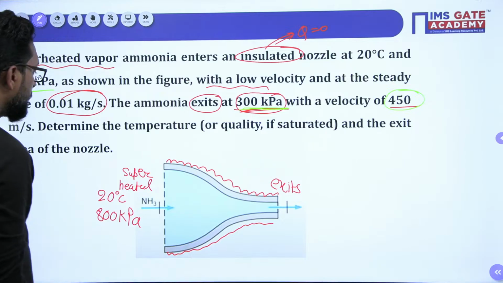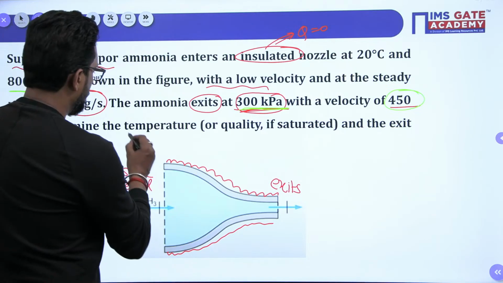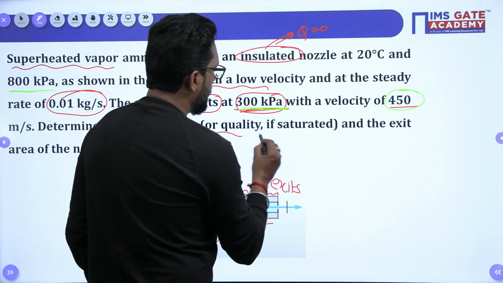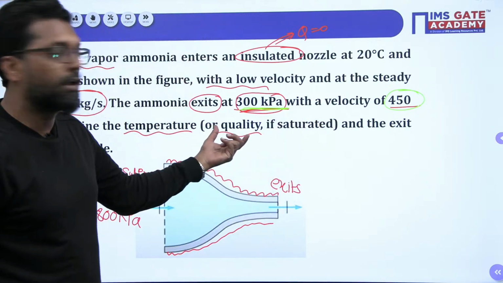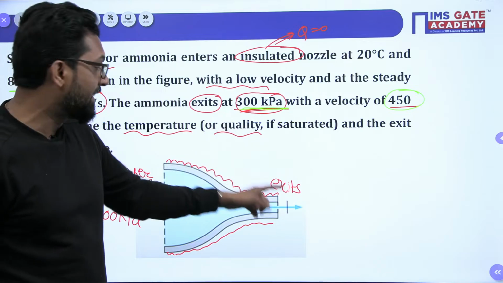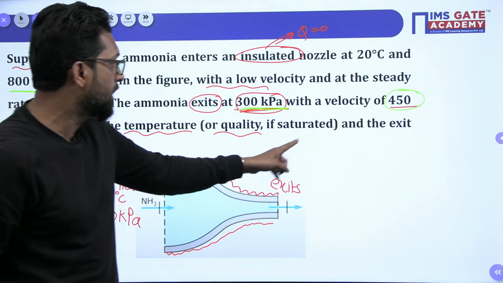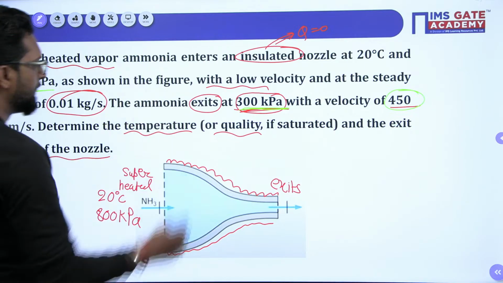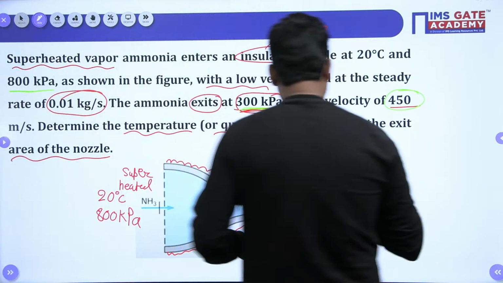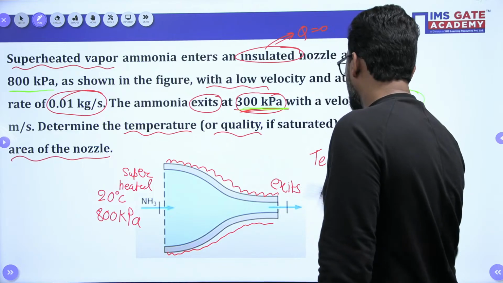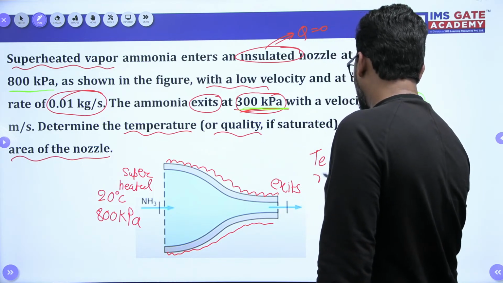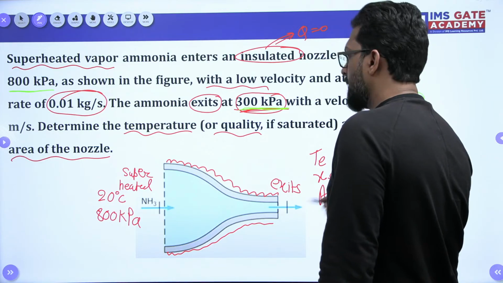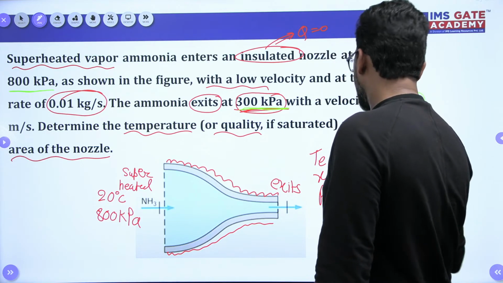Okay. Determine the temperature, or the quality if it is saturated. You have to also find the quality. That means you have to find the exit condition. And the exit area of the nozzle. That means you have to find T exit, you have to find S exit, and you have to find the area at exit. This much.